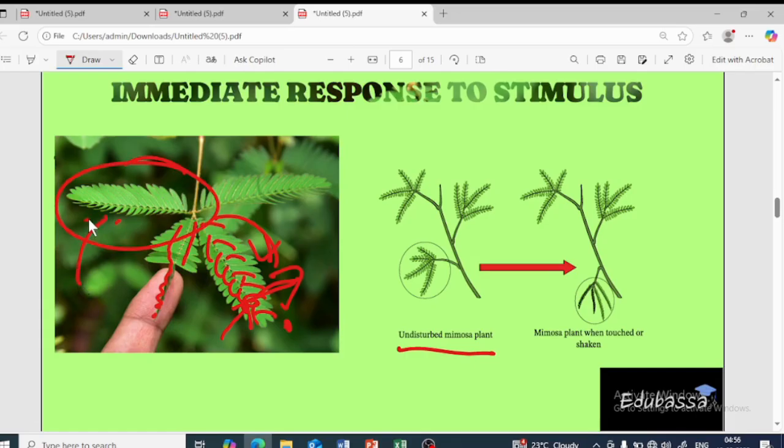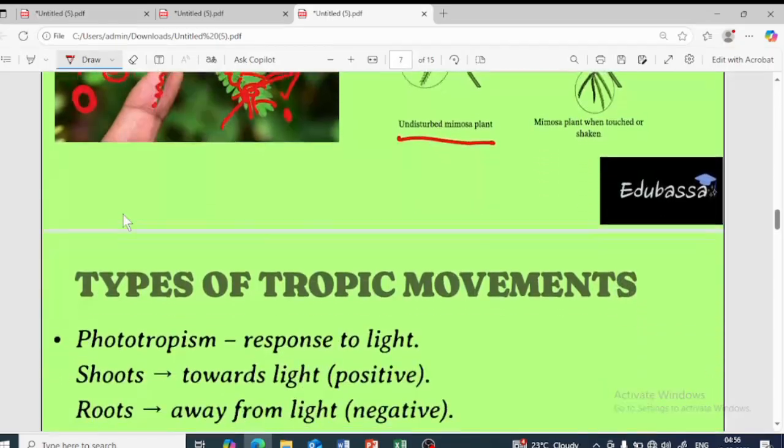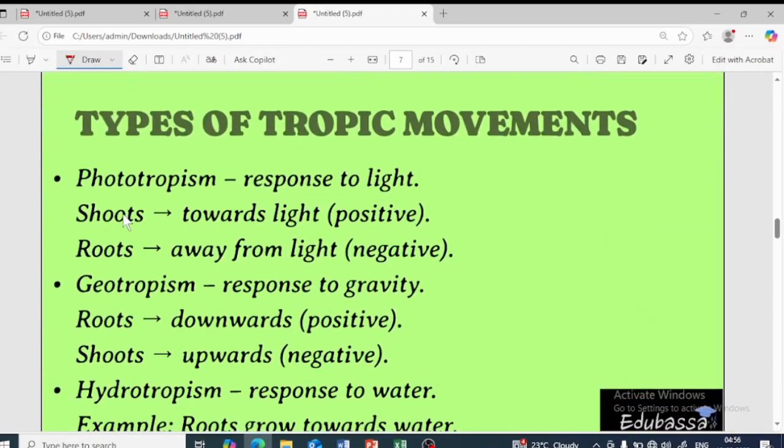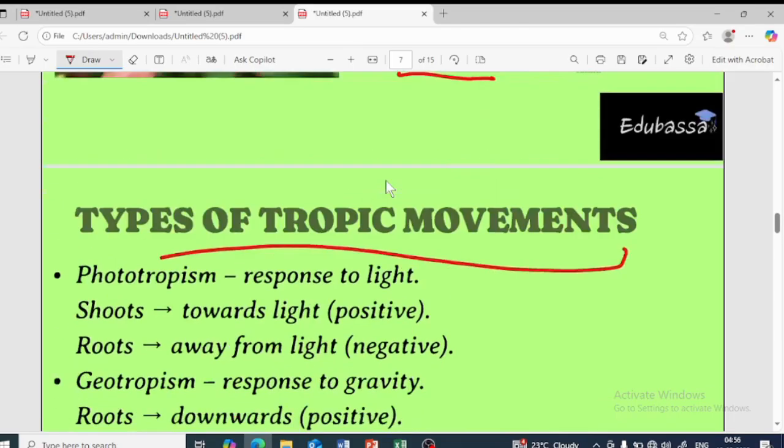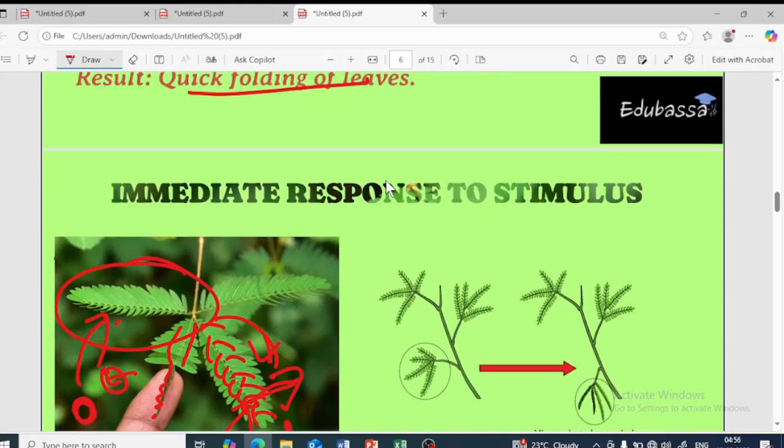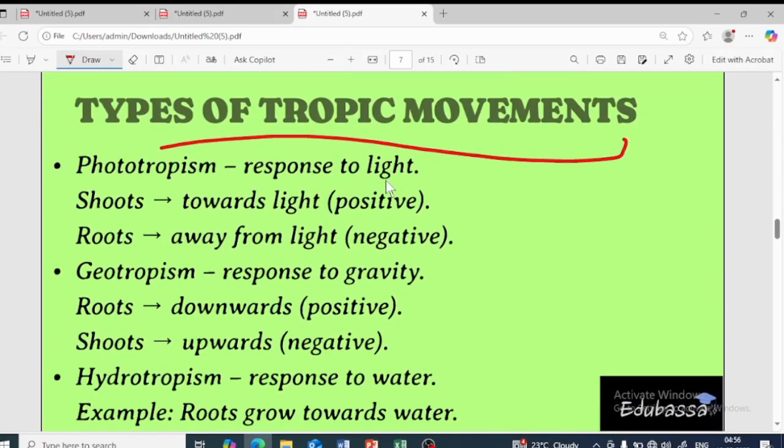Why? Because again water from the environment will enter the cells, and what happens? The cells will bulge. So that is what is going to take place. Fine. The types of tropic movements. Until now you learnt about the immediate response. This is the growth related movement. So this one is growth independent movement, and this one is growth dependent movement.